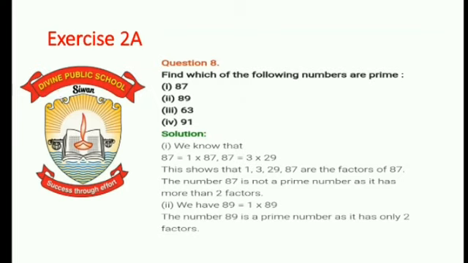In the second part we have 89, and 89 is equal to 1 into 89. The number 89 is a prime number as it has only 2 factors. So we have done 2 parts of this question, and the remaining parts of this question you have to complete in homework.